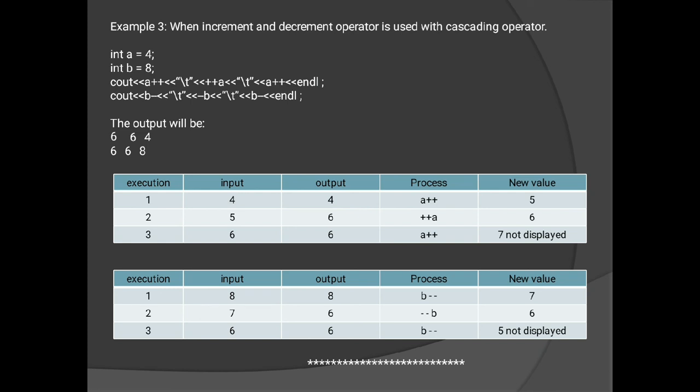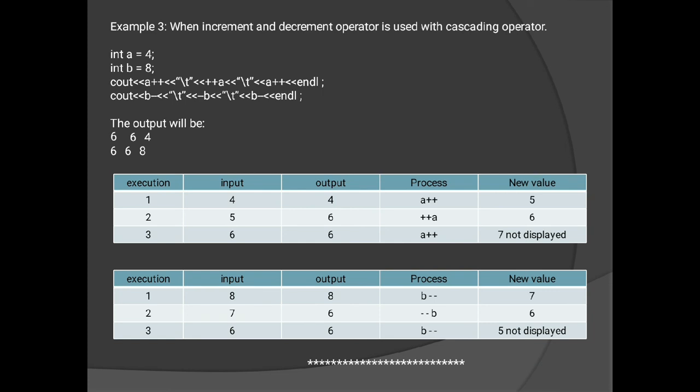Once that a plus plus is done, it will move on to the next step, that is the tab space. And then after that it executes the next statement, that is plus plus a. By that time, a will retain the new value, that is 5. So when it moves on from right to left to plus plus a, a will change from 4 to 5, because a gets added by 1.